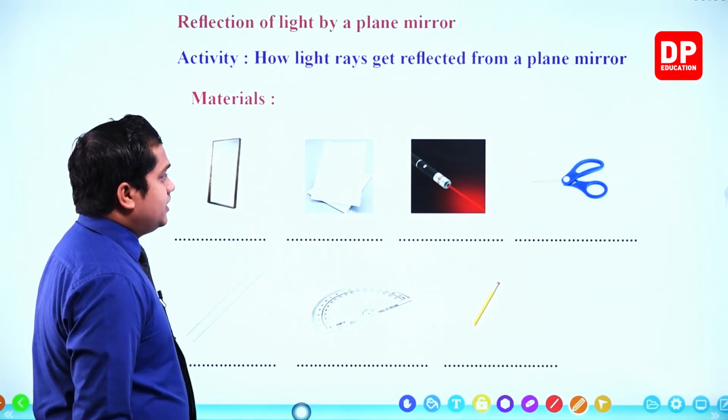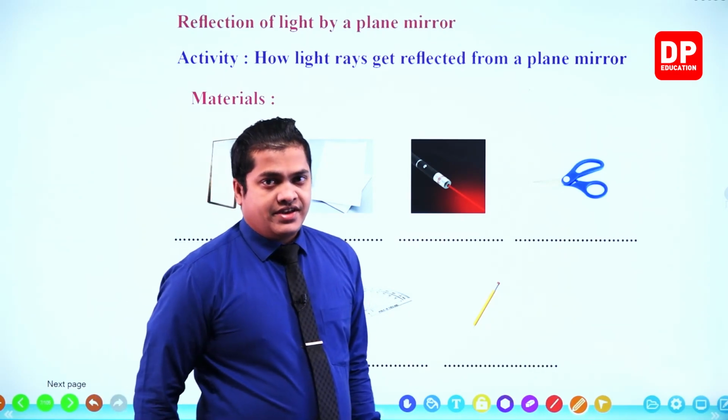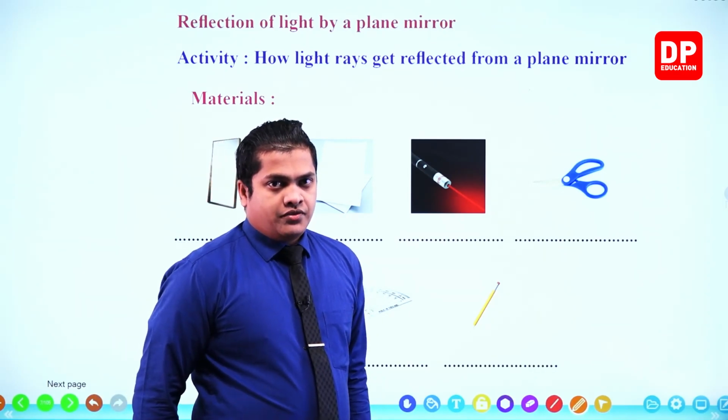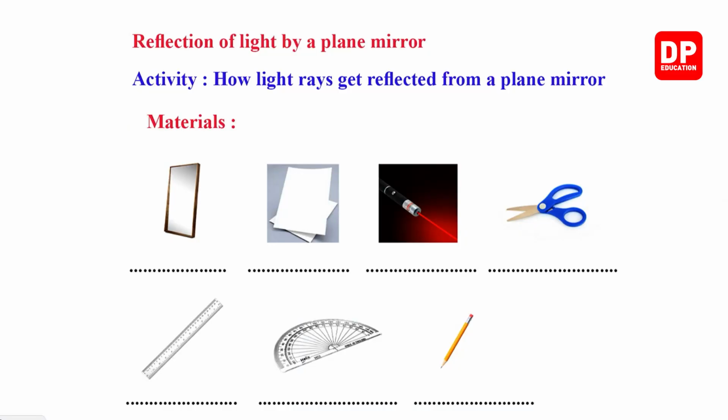Now, my dear children, we are going to do a simple activity. Here it is given: reflection of light by a plane mirror. Now we are going to use a plane mirror surface. You know that plane mirrors are the ones which can reflect light very well. Plane mirrors can reflect a large amount of light rays.